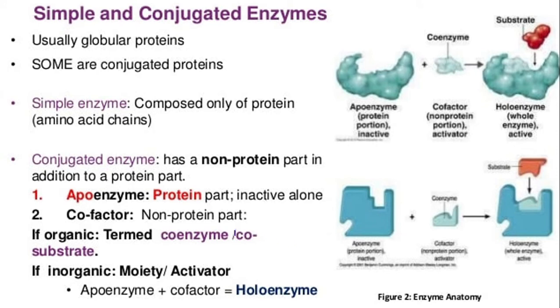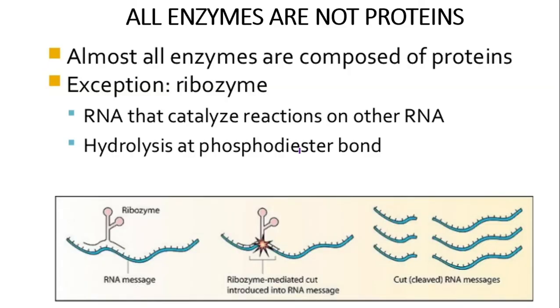This is a diagrammatic representation of whatever I told you right now. Simple enzyme, conjugate enzyme, apoenzyme, cofactor, etc. are there. Now, remember, all enzymes are not proteins. For example, ribozymes. Ribozymes are RNA molecules that catalyze reactions on other RNA. You might have studied all of those things in your previous classes.